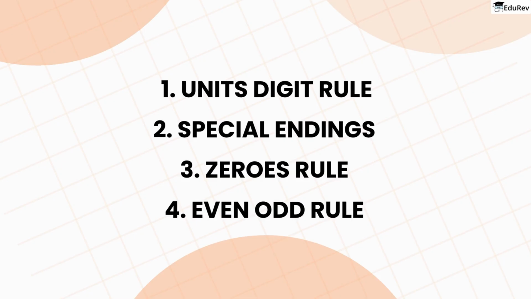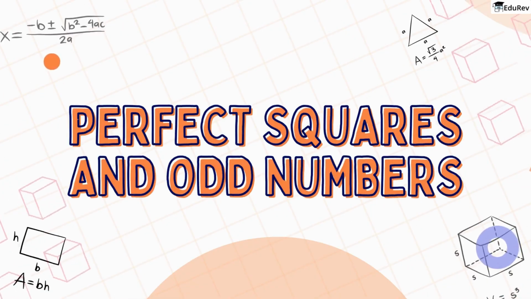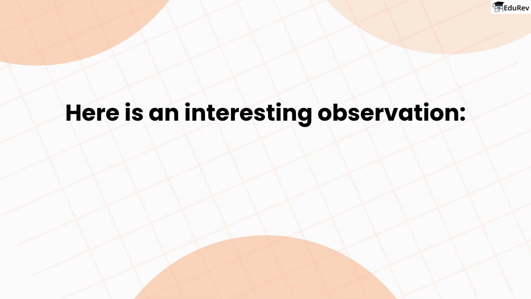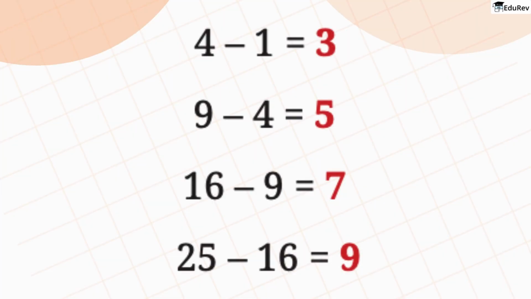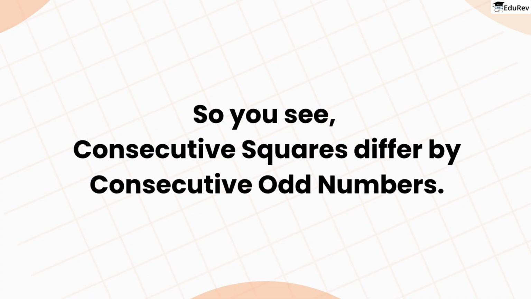But there's more. A strong link between perfect squares and odd numbers. Let's explore. Here's an interesting observation. The difference between consecutive squares is always an odd number. 4 minus 1 equals 3. 9 minus 4 equals 5. 16 minus 9 equals 7. 25 minus 16 equals 9. So you see, consecutive squares differ by consecutive odd numbers.